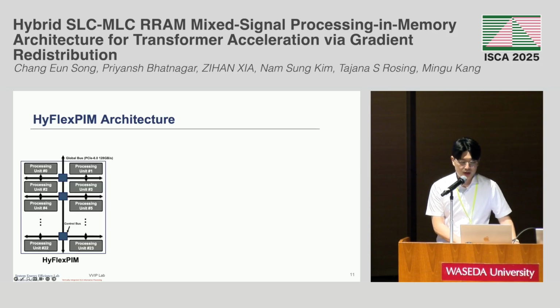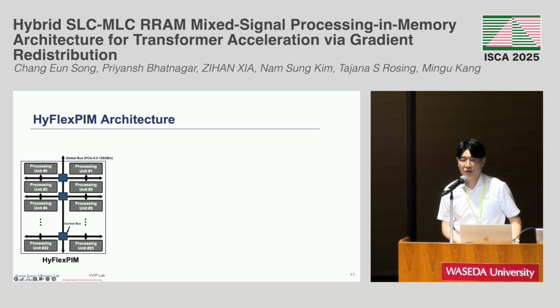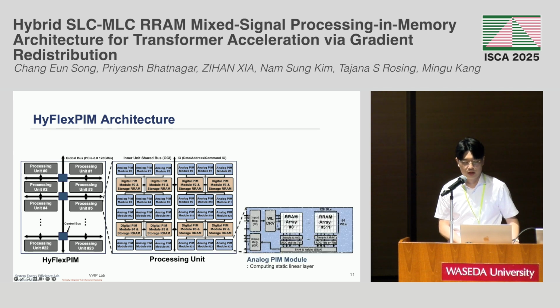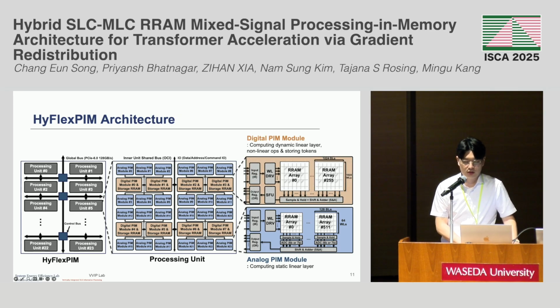So this is the architecture of our HyFlex-PIM, where one HyFlex-PIM chip includes 24 processing units. Inside one processing unit, we have 24 analog PIM modules to compute the linear layer. Since this is the analog PIM module, it includes the reconfigurable ADC. It also has the digital PIM module to compute the dynamic linear layer and also to store the tokens. Since this is the digital RRAM PIM module, it doesn't have the ADC, but it does have special function units to compute the nonlinear operations.